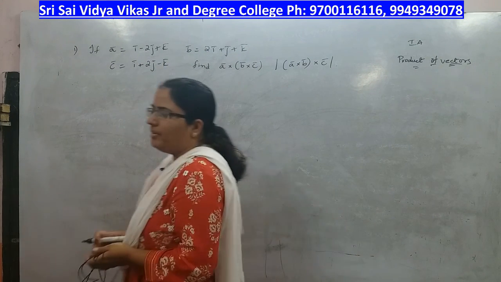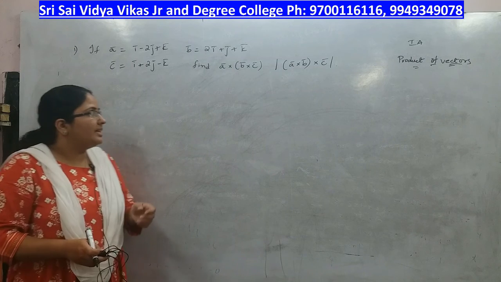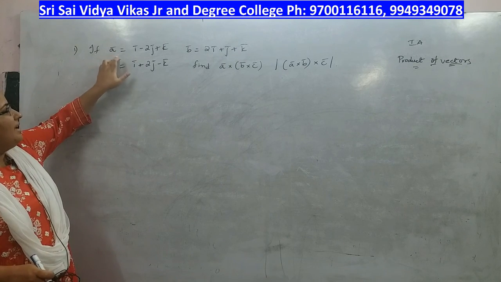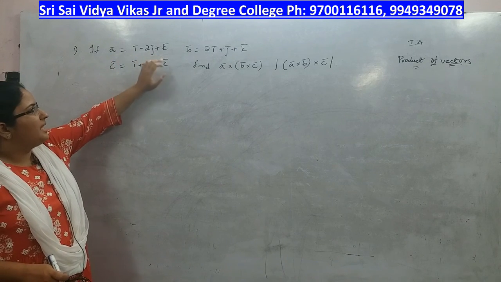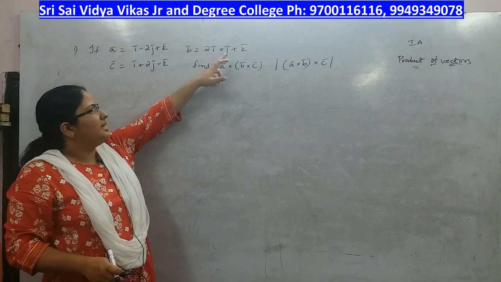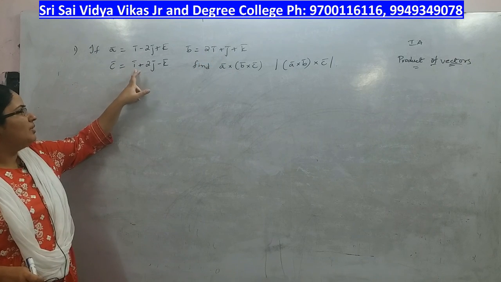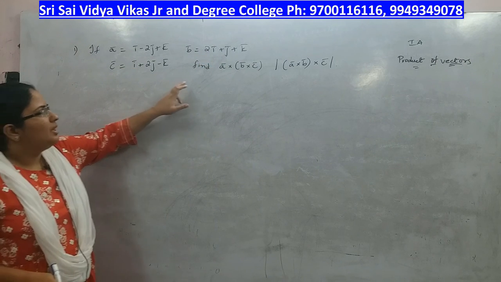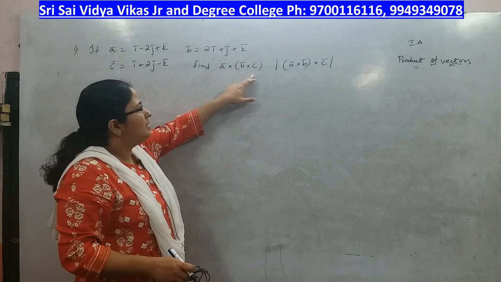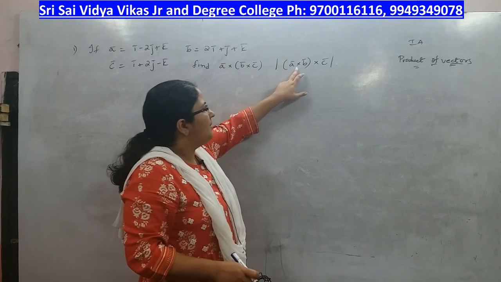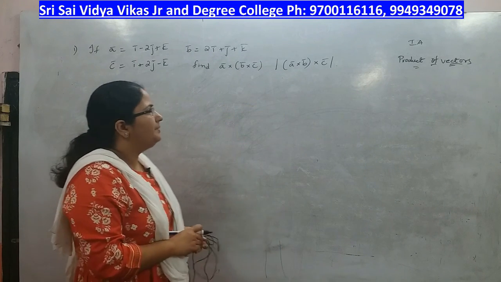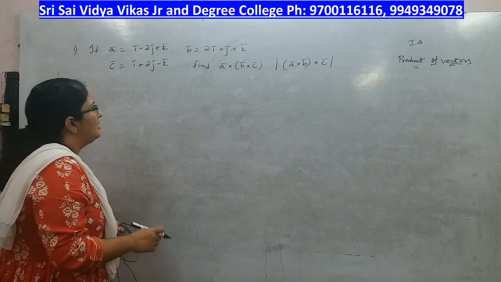We have another problem in product of vectors. If a bar is equal to i minus 2j plus k, b bar is equal to 2i plus j plus k, c bar is equal to i plus 2j minus k, you have to find a bar cross b bar cross c bar, and the modulus of a bar cross b bar cross c bar. Let us see how to solve this.